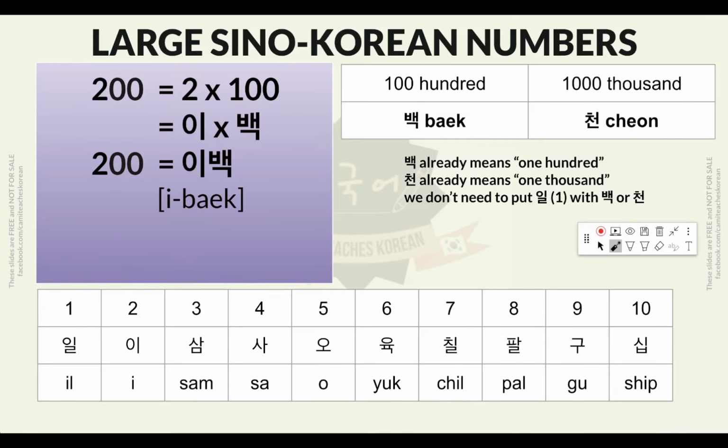So, no different po doon sa tens digit po natin when we make 20, 30, 40 hanggang 90. All you need to do is put the single digit before the word, right? So, ganyan lang din po sa 100 and 1,000. Just put the single digit before the 100 or before the 1,000 para gawin nyo pong 2,000, 3,000 hanggang 9,000. So, 200 until 900, alam nyo na kung paano gawin. So, E baek for 200, Sam baek for 300, Sa baek for 400 hanggang O baek, Yuk baek, Chil baek, Pal baek, and lastly, Gu baek pang 900.